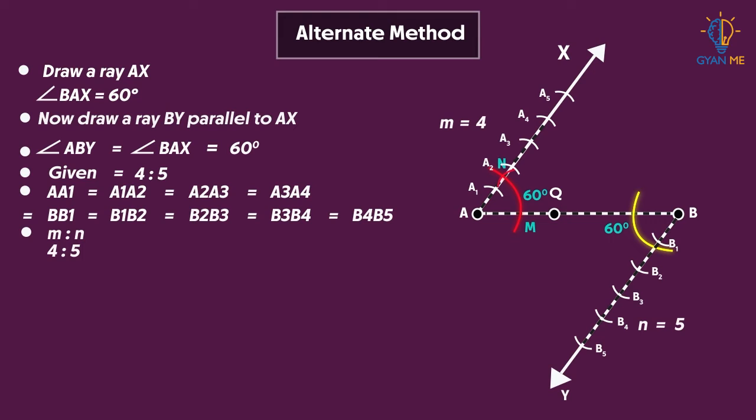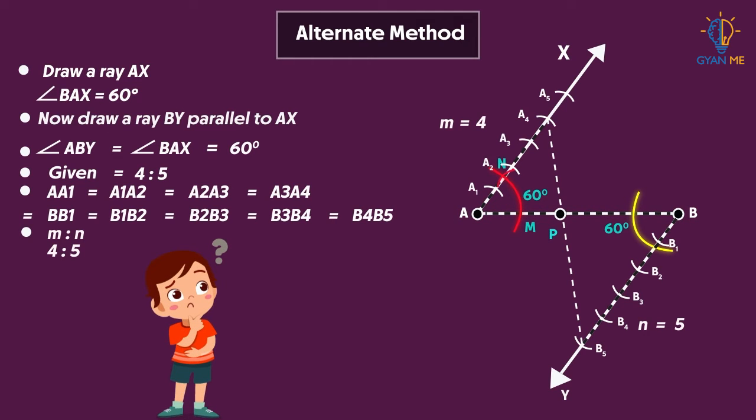Step 4. Join point A4 to B5 such that this line intersects AB at point P. Can you think why we chose A4 and B5? It is because our required ratio is 4:5. Therefore, points to be chosen are 4 and 5. Now you must be thinking on which ray we have to take 4 and on which ray we take 5.